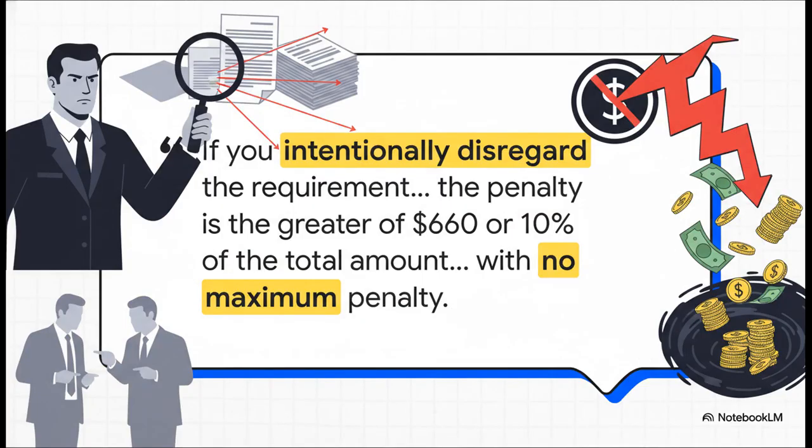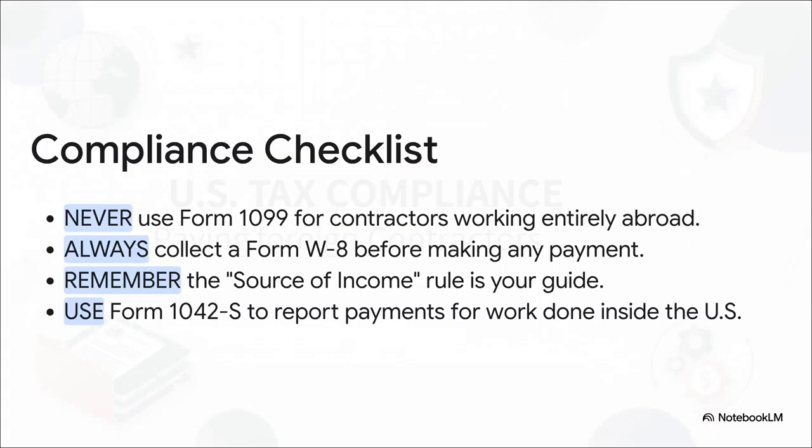And this quote directly from the IRS should really get your attention. If they decide you knew the rules and you just decided to ignore them, the penalty starts at $660 per form. And this is the critical part. It has no maximum. It could be 10% of the total amount you paid out. This is why this isn't just some accounting issue. It's a C-level concern.